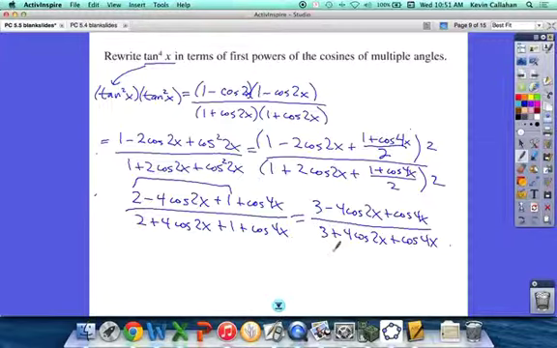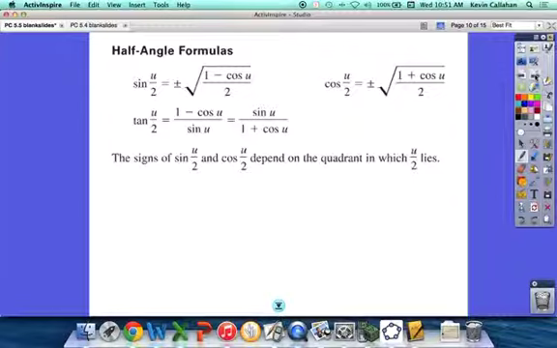Now, if you square both sides, let's just take the sine to show it. If I square both sides here, it needs to be around the plus or minus, then it would look like this. Sine squared u over 2 equals, now when you square the plus or minus, no more plus or minus, you've got 1 minus cosine u divided by 2.